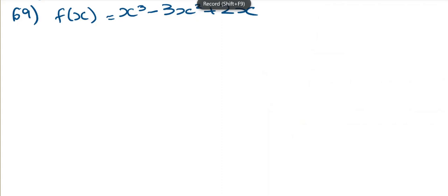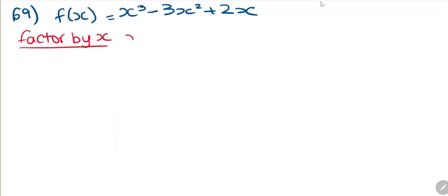Okay, so this question, we have a cubic, so it's x cubed minus 3x squared plus 2x. So we are going to look at factoring this by x. So if we factor out x, we'll leave us with x squared minus 3x plus 2. And now we can look to see if we're able to factor this.